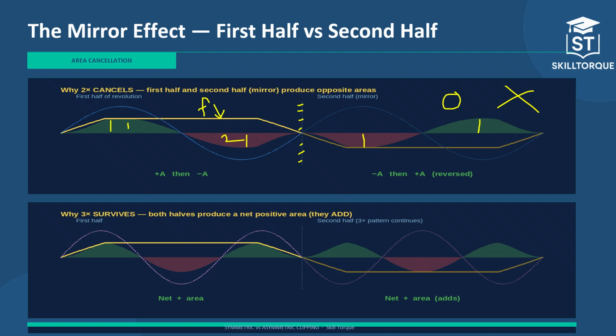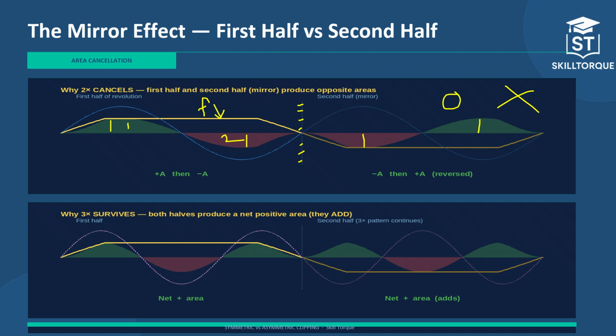This is not any kind of coincidence; it's just the mathematics of a symmetric waveform. This is the reason why we don't see even harmonics in a symmetric waveform, and the same logic applies to 4x, 6x, 8x.